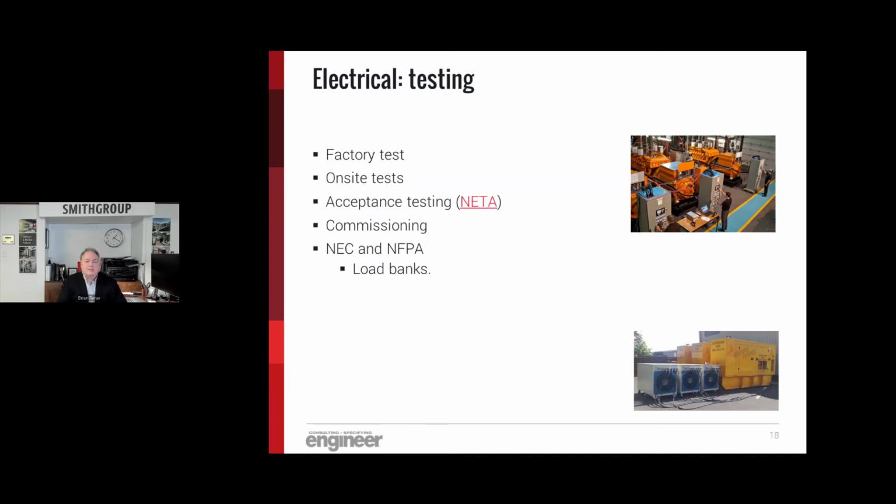Testing is an important thing. If you want a generator, you've got to have critical power. There are a lot of different types of tests. You can specify factory testing. Usually the generator vendor will do these normally. You have on-site tests that can be done. You can go and do factory witness testing if that's possible in the budget. Acceptance testing in the field by NETA standards or by a NETA testing agency is a great way to ensure that there was nothing missed at the factory, nothing missed in the field when these generators were installed.